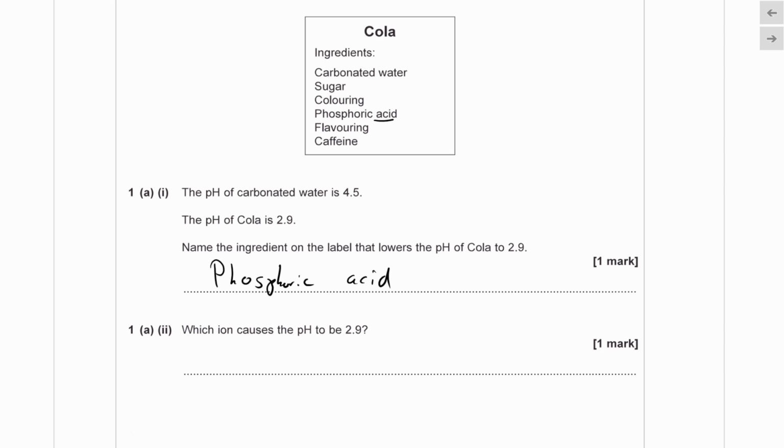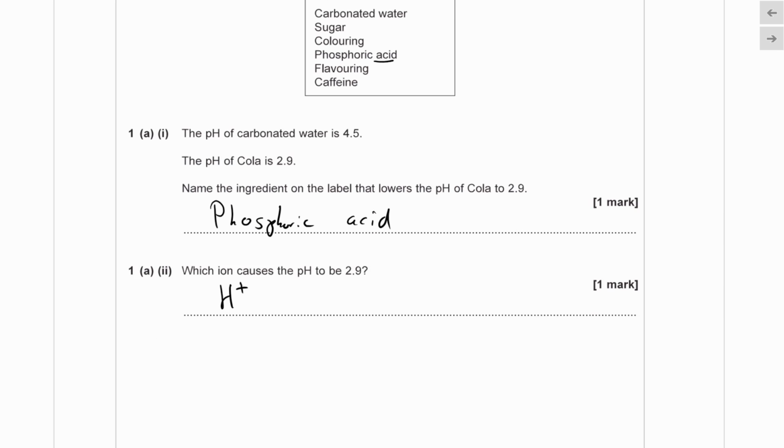Next, which ion causes the pH to be 2.9? Well, which ion causes anything to be acidic? It is the hydrogen ion, which is H+. You could have written hydrogen ion as a word, but H+ is the more correct. If I wanted to be really picky, I could say H+ aqueous, but they're not going to be as picky as that. Alright, let's move on.